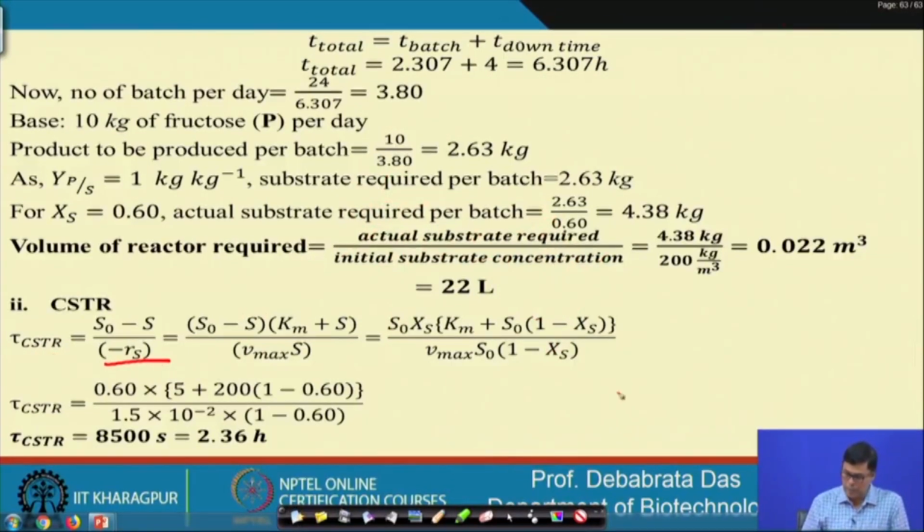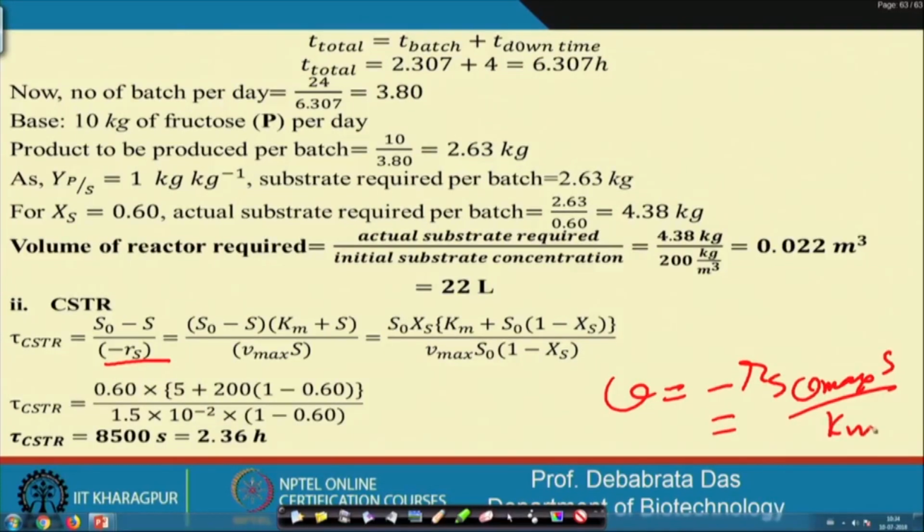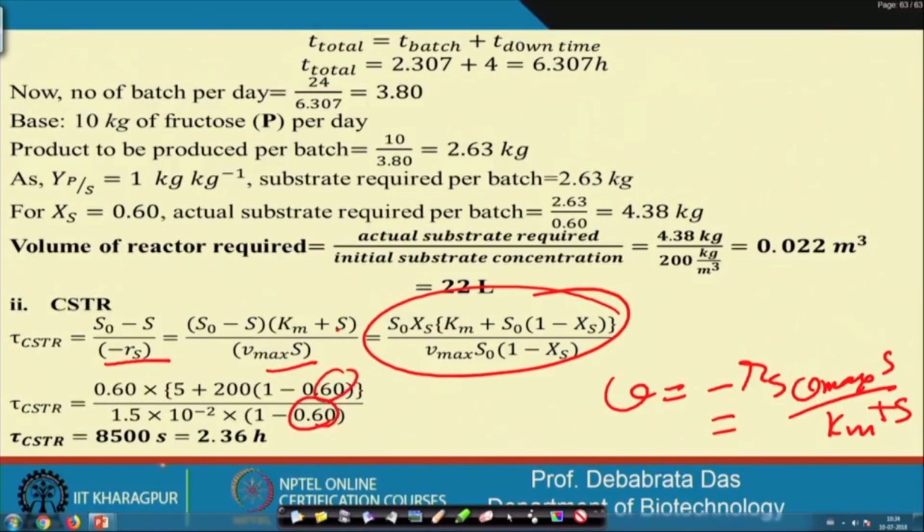Then we know that velocity of reaction, minus rs, is equal to Vmax S by Km plus S. So you can put this value in this equation, and we can find the expression, and you put the values with 60% conversion of the substrate, and here the time is coming around 2.63 hours. Now, an advantage of the continuous process is that there is no downtime. No downtime is required in the continuous process, because you can operate continuously.